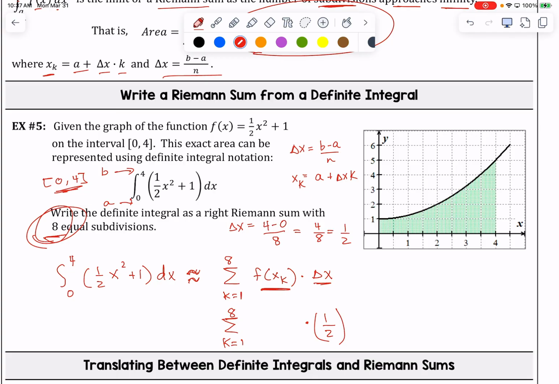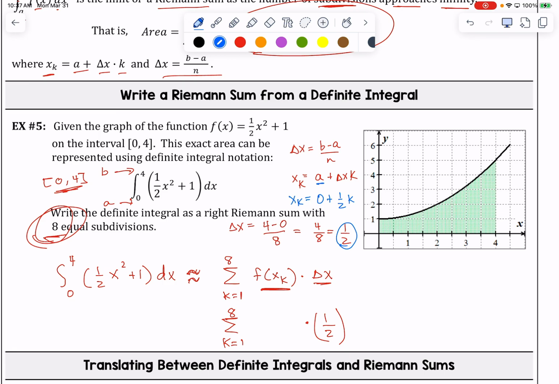Now f of x sub k. I need to figure out what x sub k is, so I'm going to write that right here. X sub k. I need my start. Where does it start? 0 plus delta x. What's delta x? Do you see why you have to find delta x first? So it's 1/2 k. Do you need the 0?